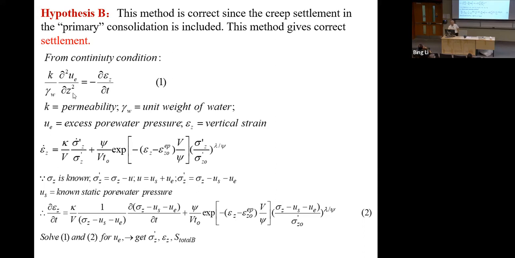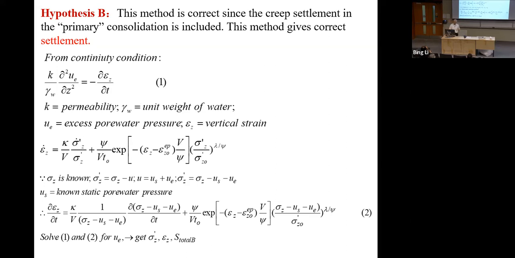This equation is basically from the consolidation equation, from Terzaghi consolidation theory. You can see this equation: this is the excess pressure, and this is the strain rate. For the strain rate, we use this constitutive model developed by Yin and Graham, okay? Combining the two equations together, we solve them together, then we can get the settlement, the excess pressures, and so on. We solve it, okay?